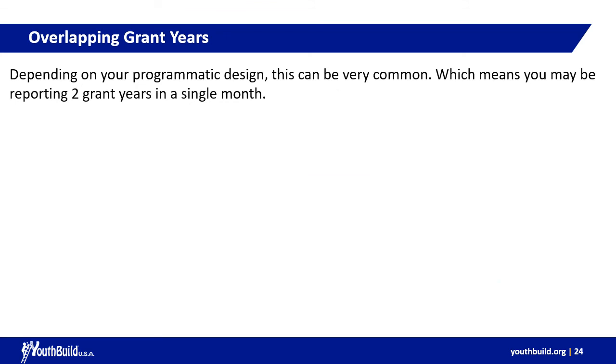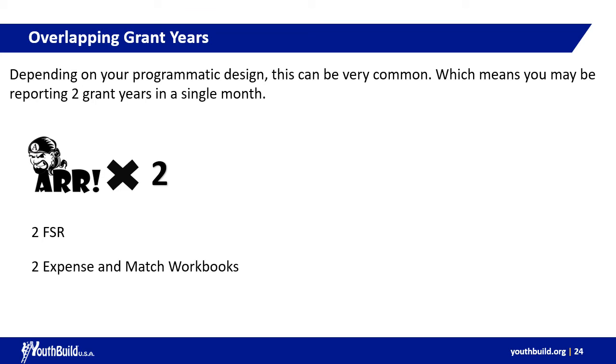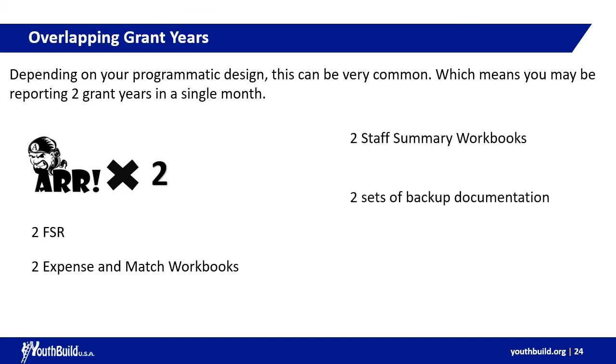Depending on your programmatic design, it can be very common for grant years to overlap, which means that you may be reporting expense and match for two different grant years in a single month of the calendar year. This means that you have to manage these two grant years completely separately from one another, which of course means that you have to submit ARRs for each month that they overlap. And along with these ARRs, everything you normally would submit along with them. This of course means 2 FSRs, 2 expense and match workbooks, 2 staff summary workbooks, 2 sets of backup documentation, as well as GLs and timesheets for each grant year.